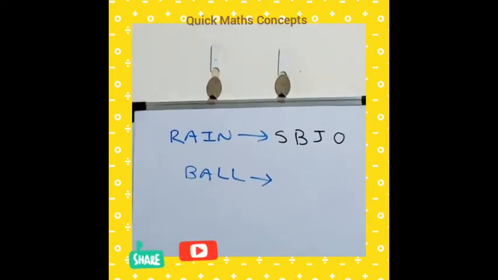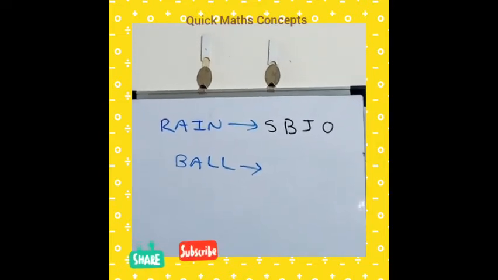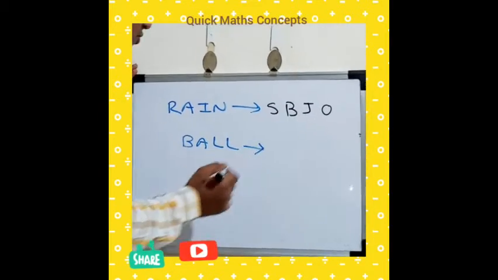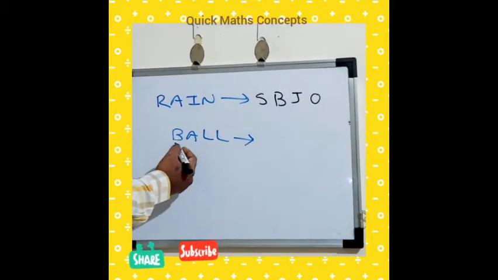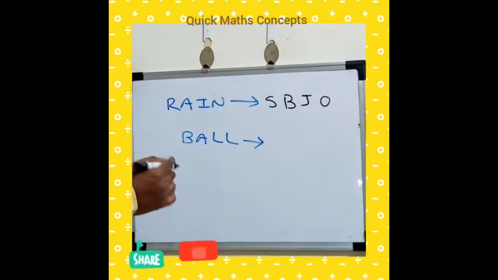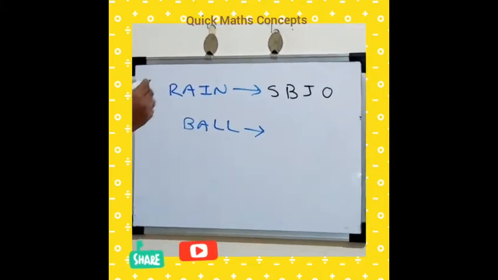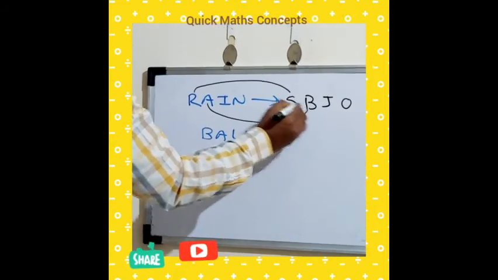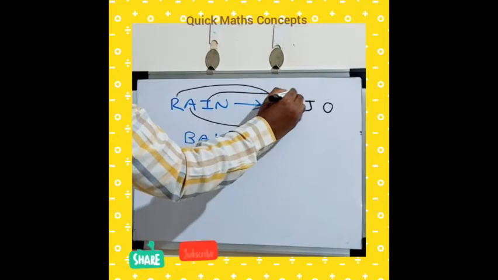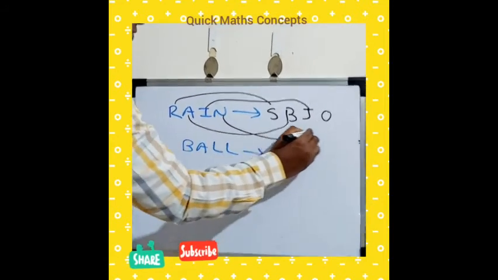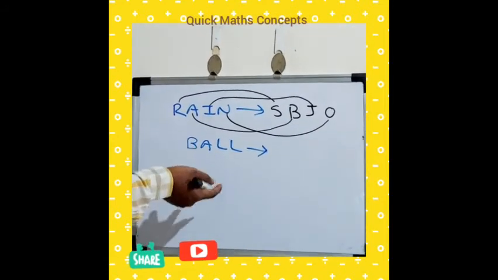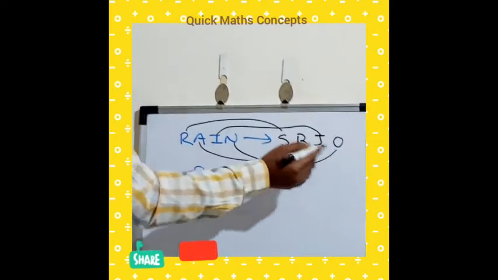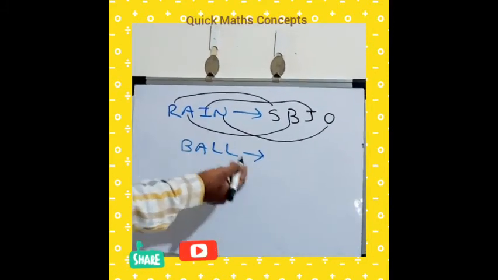Now we'll see one more coding problem related to words. The word rain is written as SBJO, and then what will the word ball be written as? Here the logic is simple. After R the letter S will come, after A the letter B will come, after I the letter J will come, after N the letter O will come. Each successive letter is written over here. So we need to follow the same logic here.